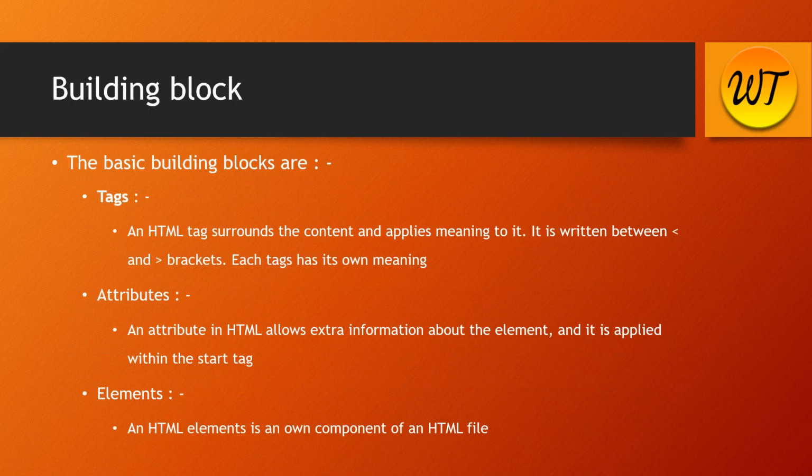What are building blocks? The basic building blocks are tags, attributes, elements. A tag is nothing but something surrounded with an open bracket and close bracket. Inside that, some text or content will be there. Each tag has its own meaning. What is an attribute? An attribute in HTML allows extra information about the element and it is applied within the start tag. So what is an element? An HTML element is an own component of an HTML file.